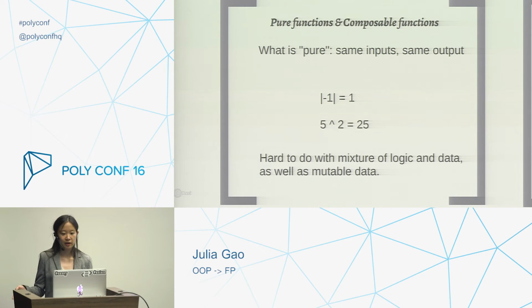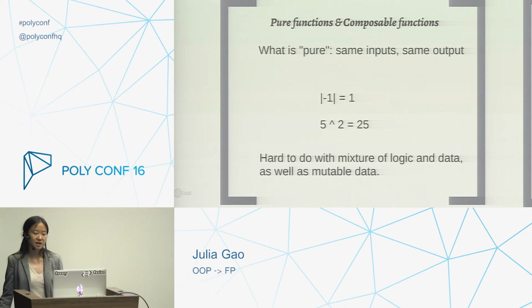Same thing with the square. We have 5 square is 25. That's consistent every single time. There's no changes in the result. Even though you can change anything else, this result will always be the same as long as the input is 5, right? So I think pure functions make it hard to actually mix data and logic.